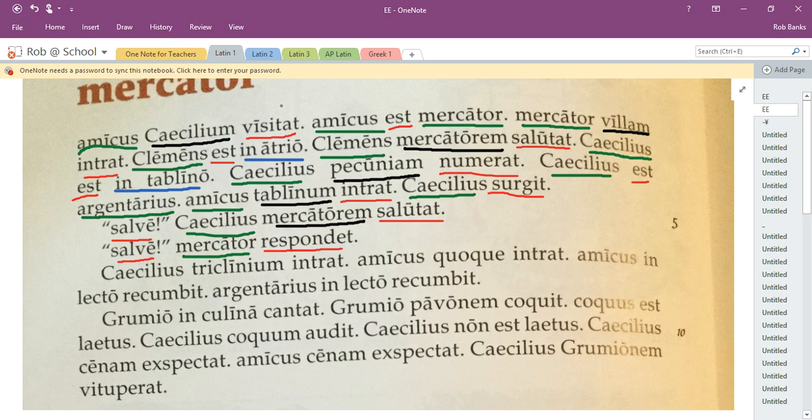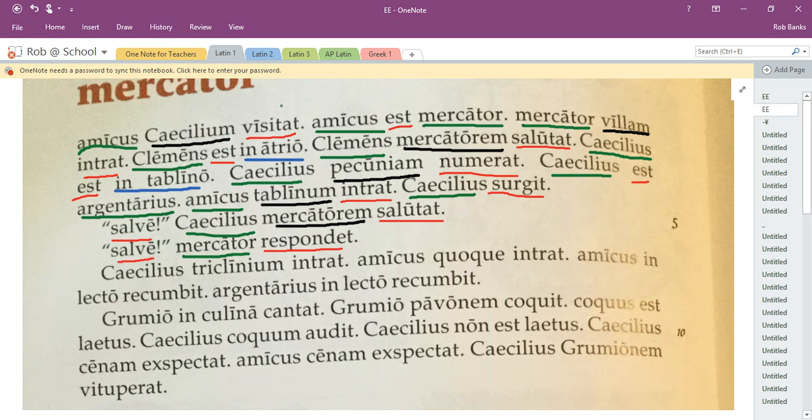Caecilius cenam exspectat. Caecilius exspectat, looks like expects. He's waiting for, looking out for. So Caecilius exspectat, he's expecting or he's waiting for cenam, which is accusative of what declension? First, of course, right? Am is first declension, right? The nominative form would be cena, right? Just ending in a. Amicus cenam exspectat. The friend exspectat again, is waiting for cenam, dinner again.